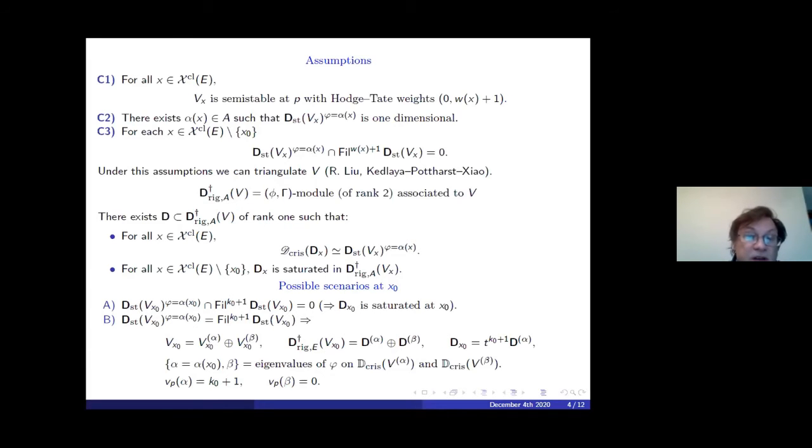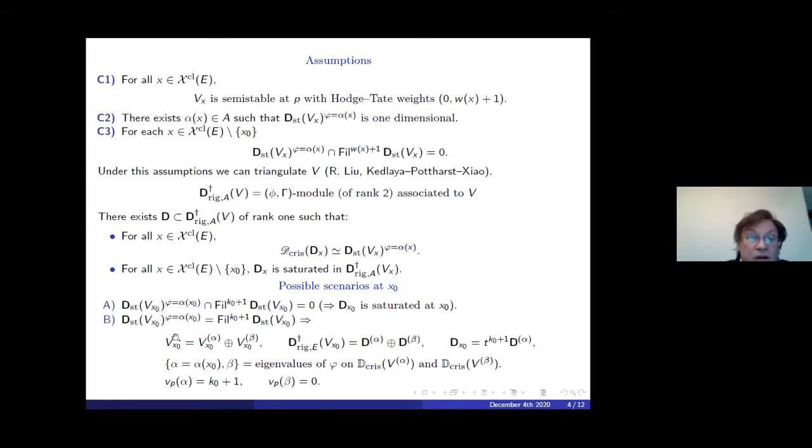In some sense, the behavior of a family doesn't change. The case B is more interesting. If we assume that the intersection of these two spaces is non-zero, this means that they coincide because both are of dimension 1.